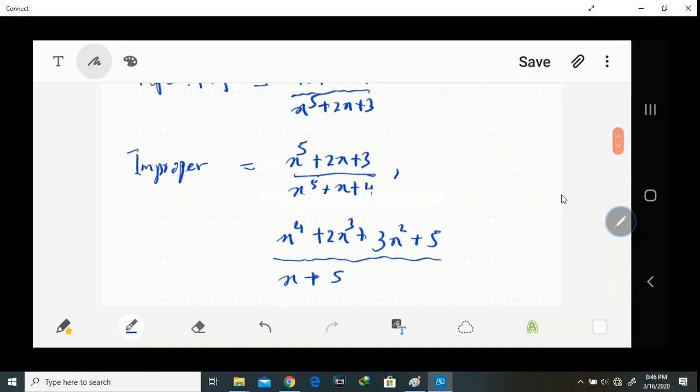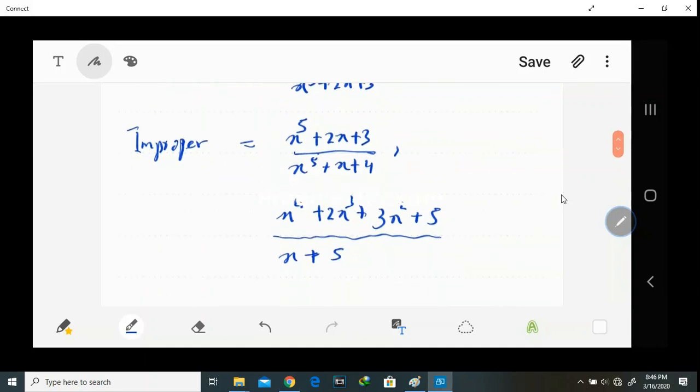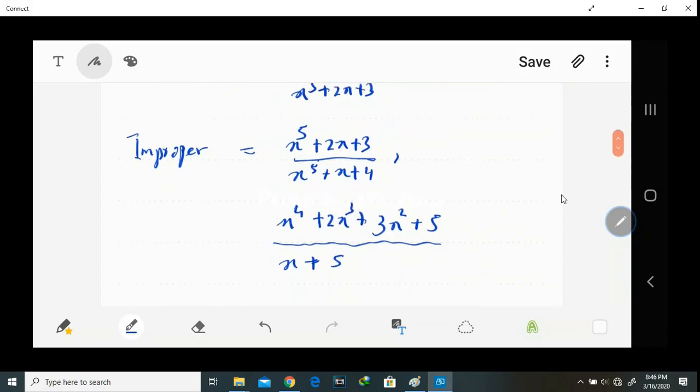So that's it, guys. I'll come up with future videos about different cases when it comes to partial fractions and how you solve them with lots of examples.